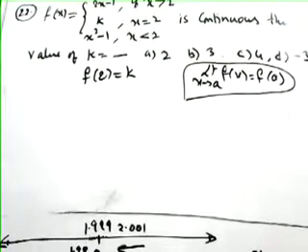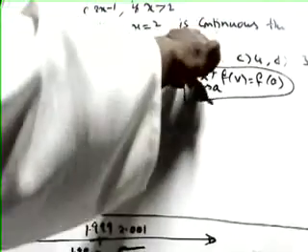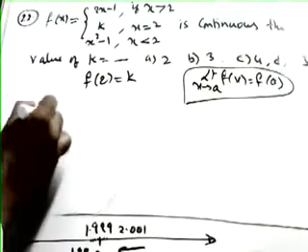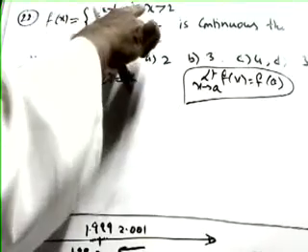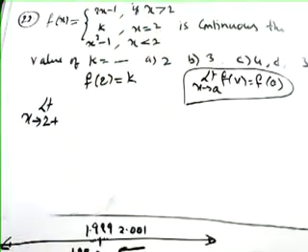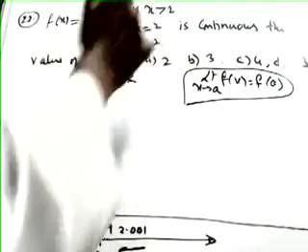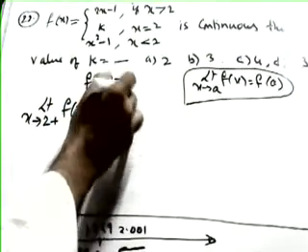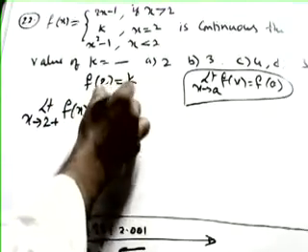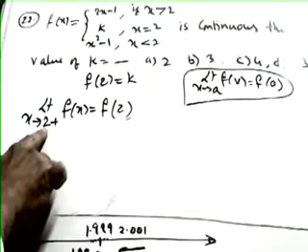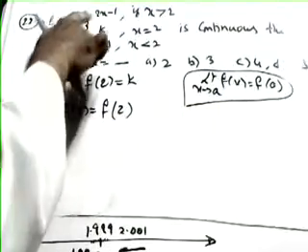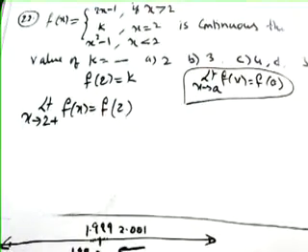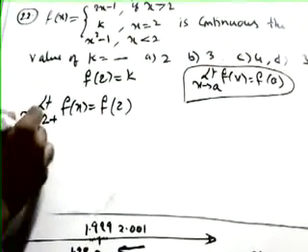Now let me find the limit. Already it is given that it is continuous, that means this is always equal. I am doing limit x tends to 2 plus. For the right hand limit we take plus. Limit of f of x equals f of 2. Just now we have seen the limit value and the function value should be equal. We can take this, because it is continuous, it will be equal.